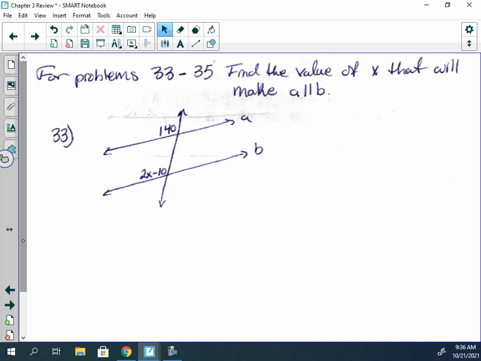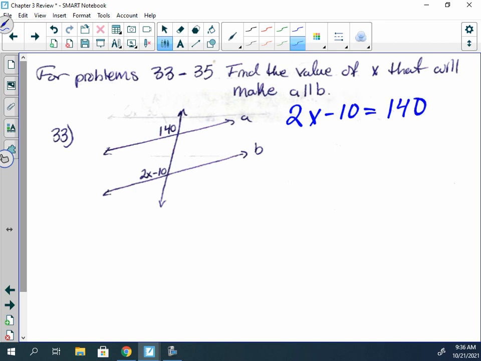Because here, if these two lines are parallel, well, 140 and 2x minus 10 would be corresponding angles. Well, they are. And for the lines to be parallel, corresponding angles have to be congruent. Congruent means the same. So even with this here, if they're not corresponding angles, alternate interior, alternate exterior angles, what they're given, it means that they're going to have to add together to be 180 for the two lines to be parallel.